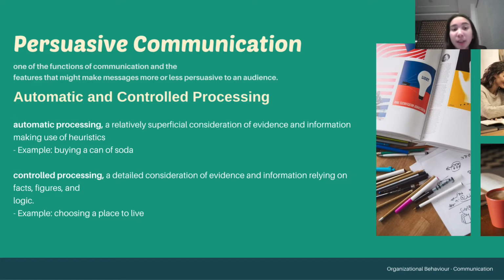Persuasive communication. In this slide, we talk about one of the functions of communication and the features that might make messages more or less persuasive to an audience. Automatic and controlled processing. The first one is automatic processing. Automatic processing is a relatively superficial consideration of evidence and information, making use of heuristics.